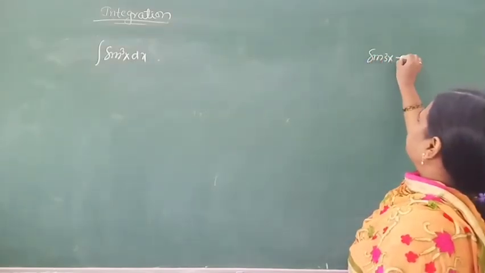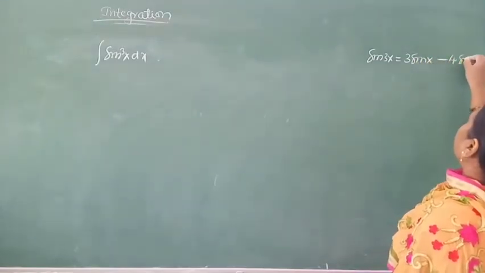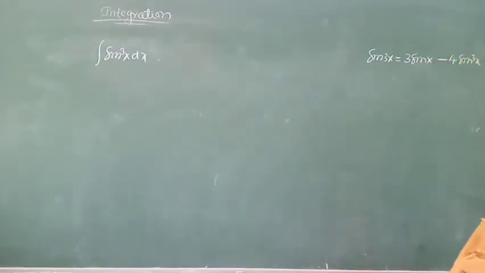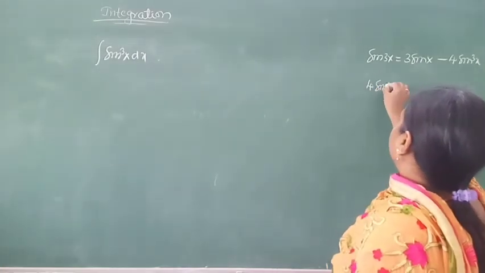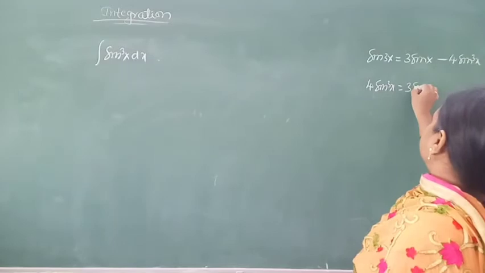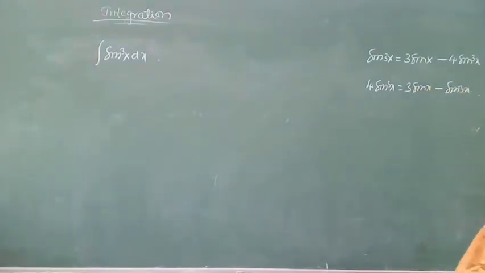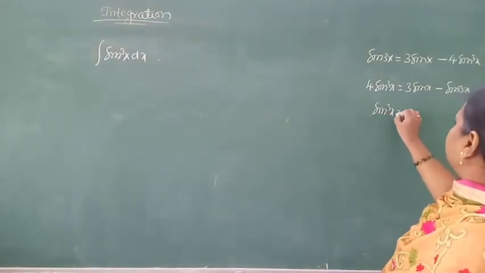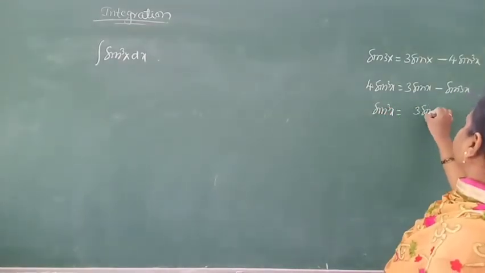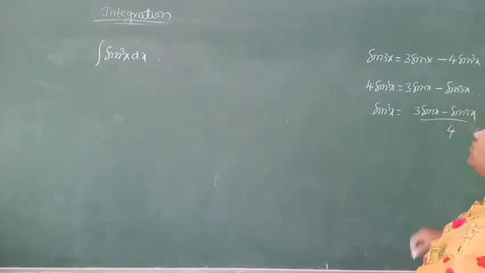We have the formula sin 3x is what? 3 sin x minus 4 sin cube x. Take the term to the left-hand side, we get 4 sin cube x is 3 sin x minus sin 3x. Correct. Means the formula for sin cube x is 3 sin x minus sin 3x divided by 4.